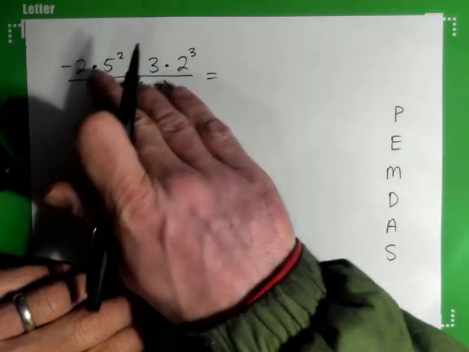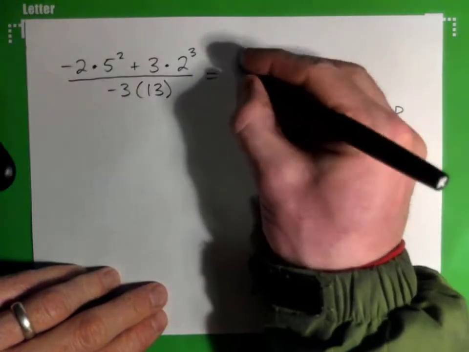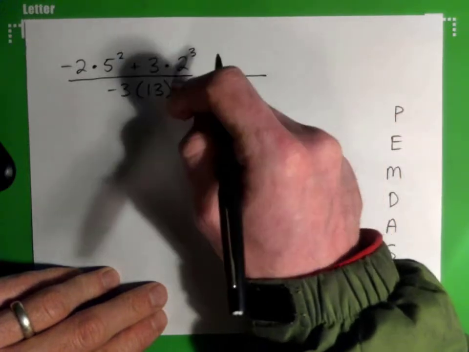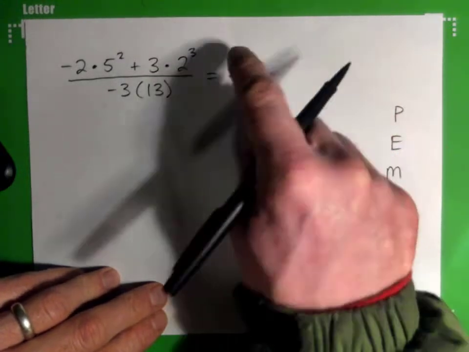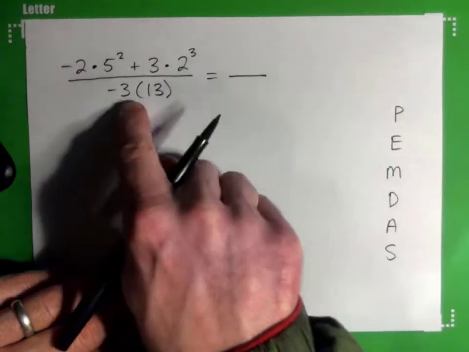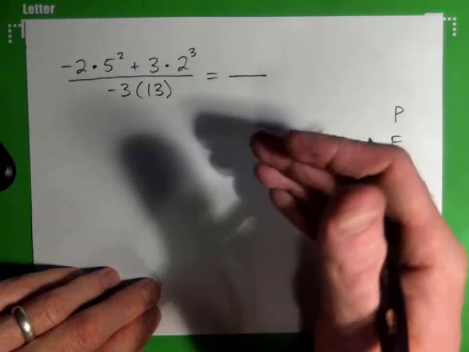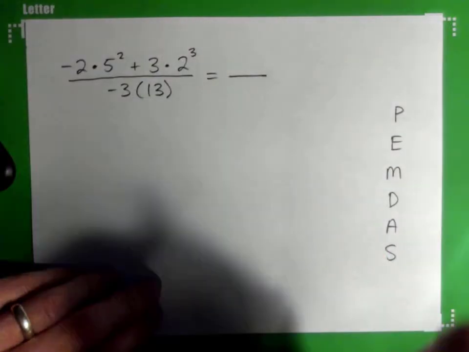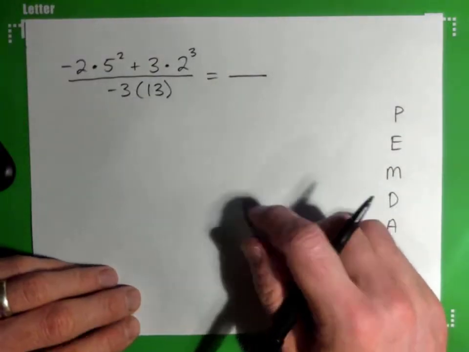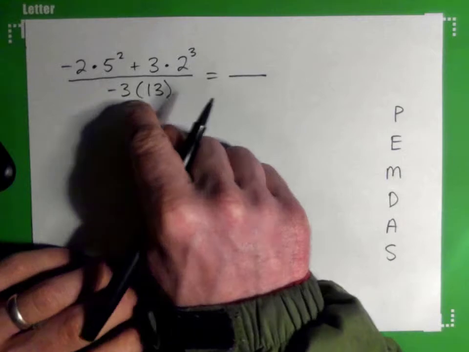And again, the thing about this is we've got to simplify the top and then simplify the bottom and then divide. So the top needs to become just one number. The bottom needs to become just one number before we can actually divide this, because you can't divide unless the top and the bottom are both just one number, right? So just for fun, I'm going to start with the bottom. What's negative 3 times 13?